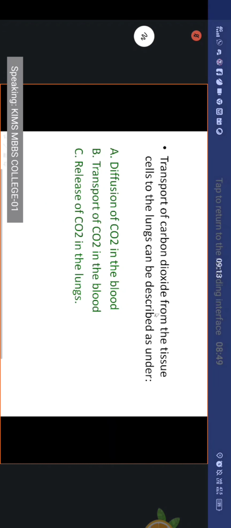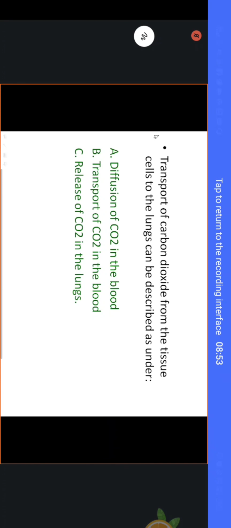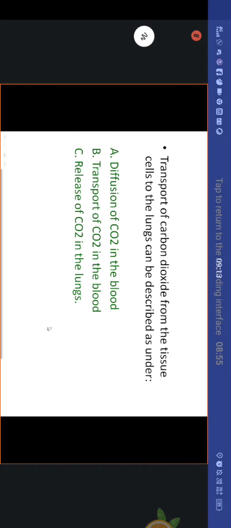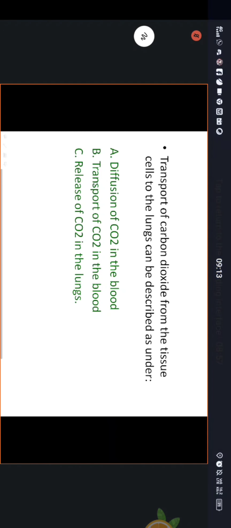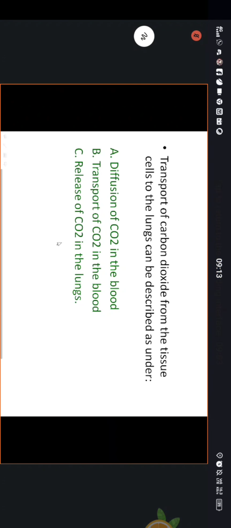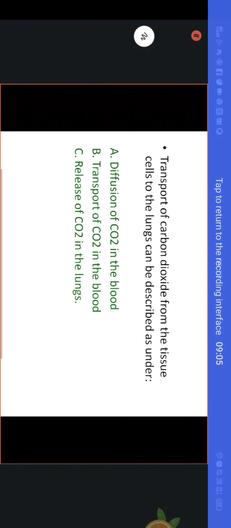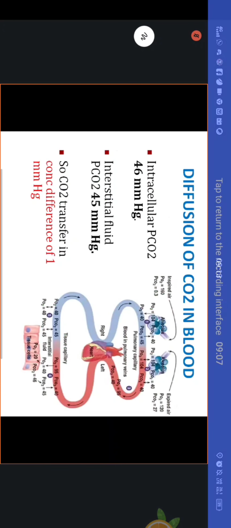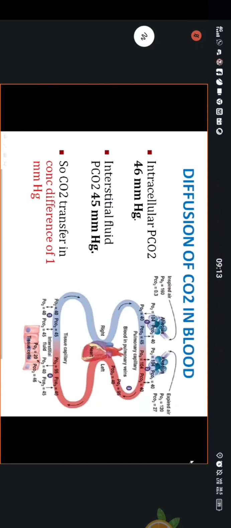So transport of carbon dioxide from tissues to lungs can be described under 3 headings. Mainly, diffusion of carbon dioxide into blood. After entering the blood, it should be transported to the lungs. Then after reaching the lungs, it should be released into the lungs. So coming to the diffusion of carbon dioxide in blood.